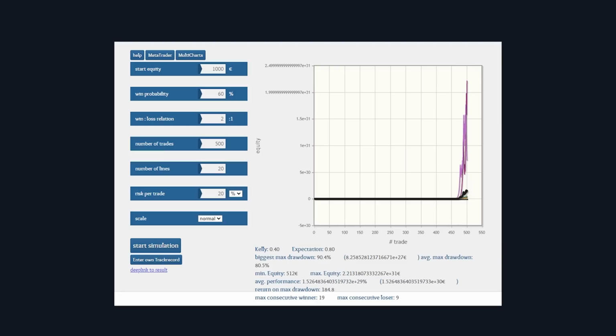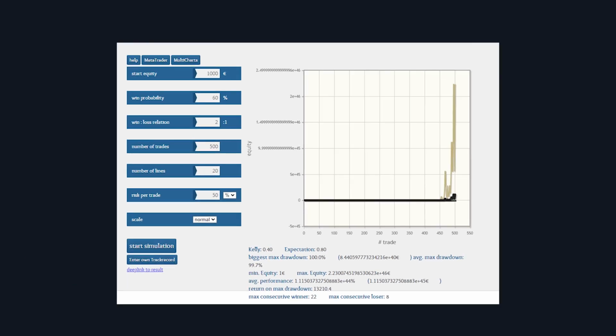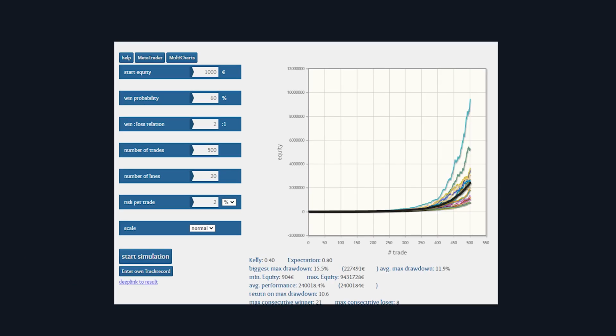And that's just with 20%. Let's see what 50% looks like. Now take a look at the drawdown. 100%. And the average is 99.7. But take a look at if we just risked 2% per trade. The biggest amount we could lose is 15.5% of our account.